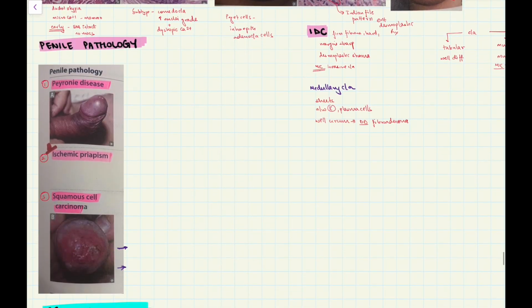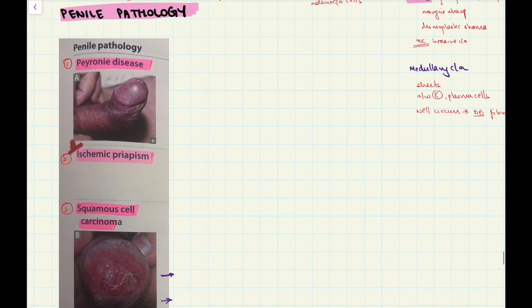The next topic we are studying is penile pathologies. So first is Peyronie's disease. It is the abnormal curvature of the penis. Why? Due to the presence of fibrous plaques in tunica albuginea, right? It is associated with repeated minor trauma during intercourse, and it causes pain, anxiety, and even erectile dysfunction.